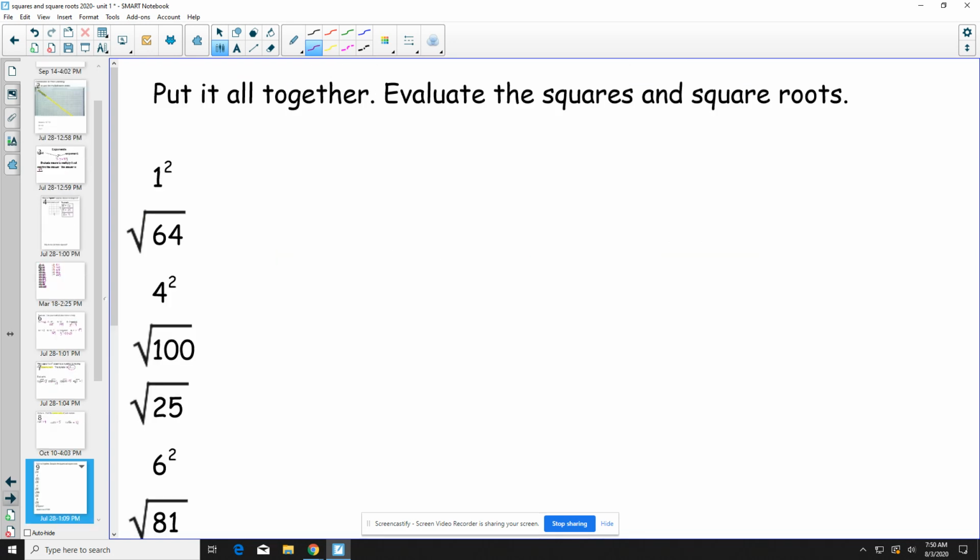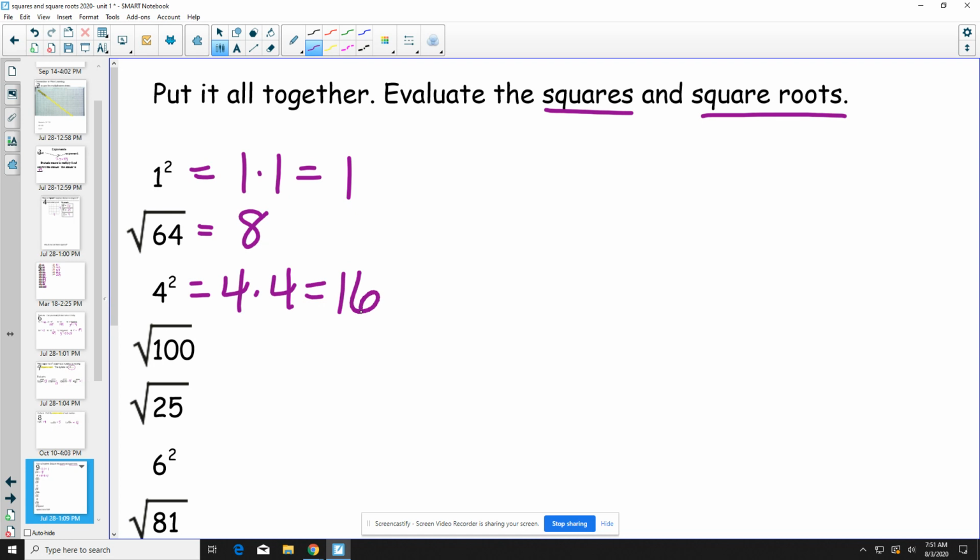Putting it all together. So if you look at the following problems, some of them are squares and some are square roots. The first one is 1 squared. That means 1 times 1, which is 1. But the second one, that's the square root symbol. That means what number times itself gives you 64? The square root of 64 would be 8. 4 squared, this is 4 to the second, means 4 times 4, which is 16. Square root of 100 means what number times itself gives you 100? That would just be a 10.